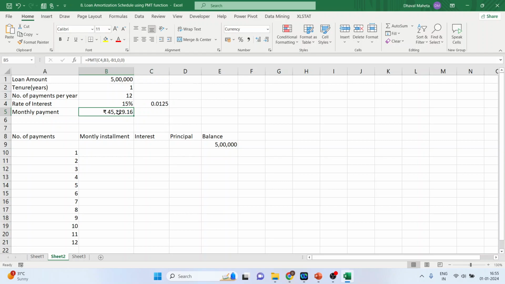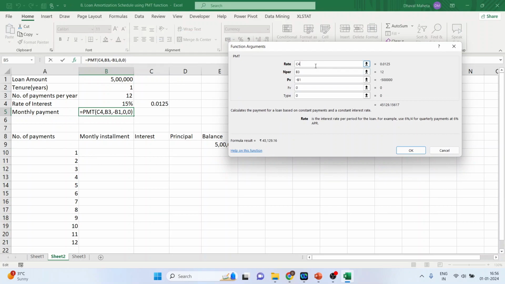Now we want to calculate the monthly payment, that is the equated monthly installment, EMI. This we can do with the help of the PMT function. So activate FX from here, and the rate is C4. This will consider this interest rate. Nper is the total number of payments for the loan, which is 12, so 12 monthly installments. PV is minus B1, this one, 5 lakhs. We are indicating it by minus because we have borrowed the amount. So minus B1. Future value is of course 0.